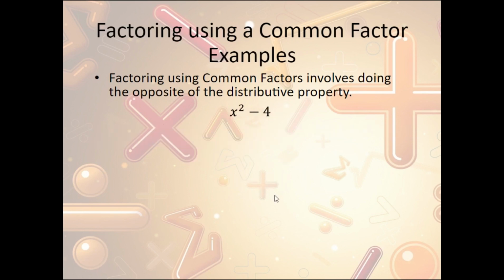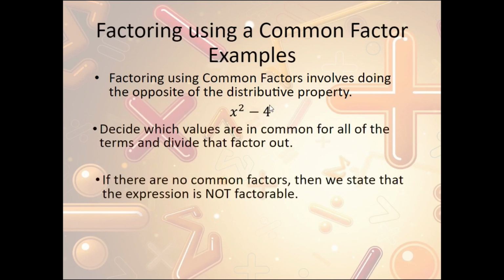Let's look at another example. We have x squared minus 4. So we're looking for something that's in common. Well, all we have is an x here, and all we have is a constant here. So there's nothing in common there. So there's nothing we can factor out. So it's not factorable. So we just leave it as it is. So this is its most factored form for now.